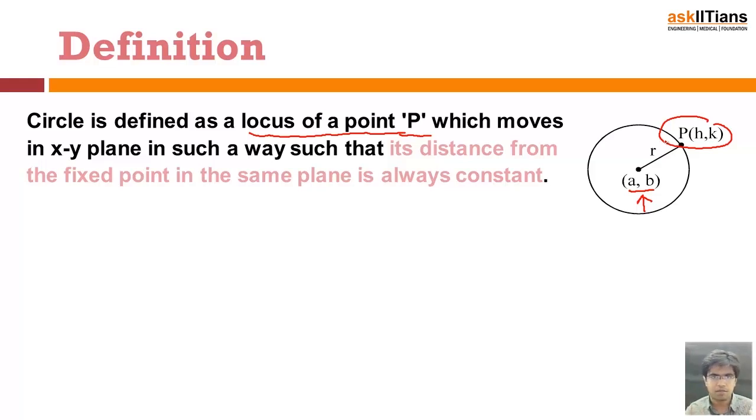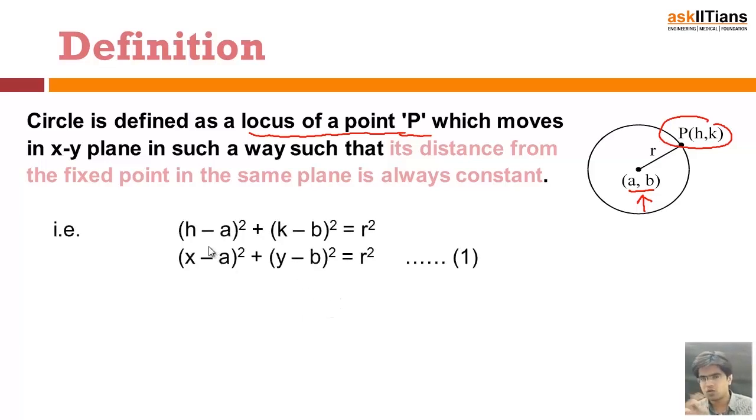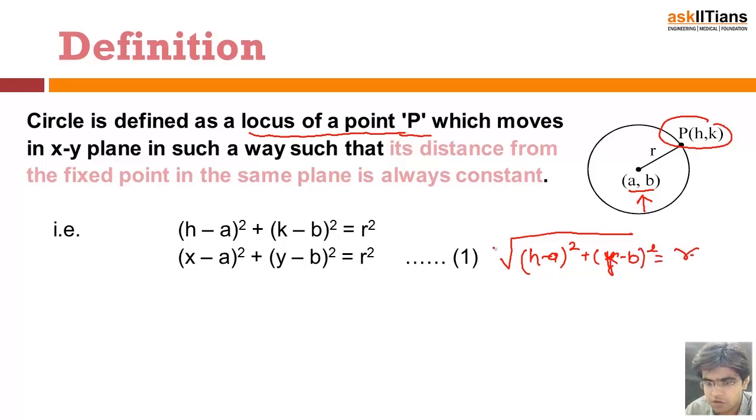So again, a circle is nothing but a locus of a point which is moving such that its distance from a fixed point a, b is constant. But this was a figurative definition. How can we express it in mathematical language? As I've said that its distance is constant, first of all let's apply the distance formula. So I'm going to write square root of (h minus a) square plus (k minus b) square is equal to r. If you square this equation, you will get (h minus a) square plus (k minus b) square is equal to r square.